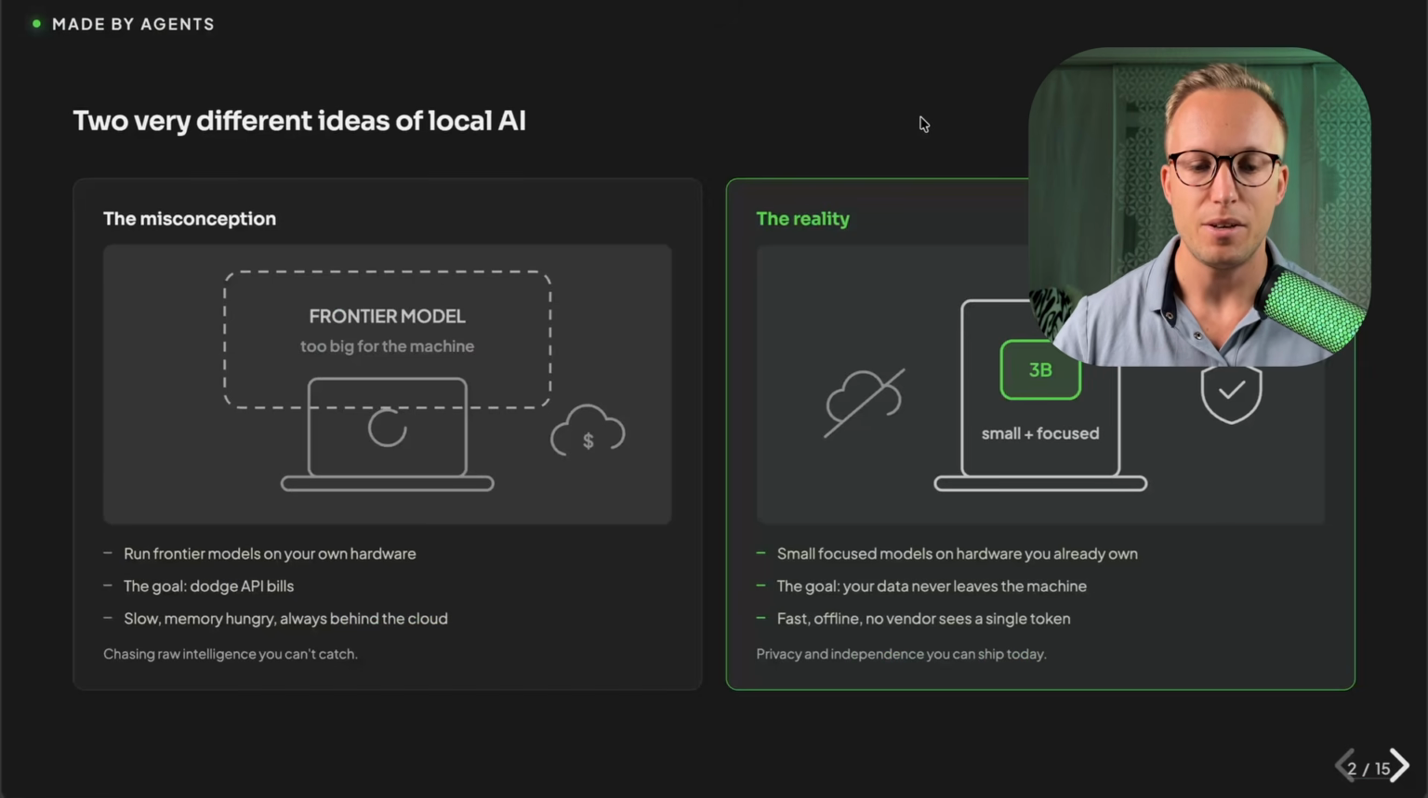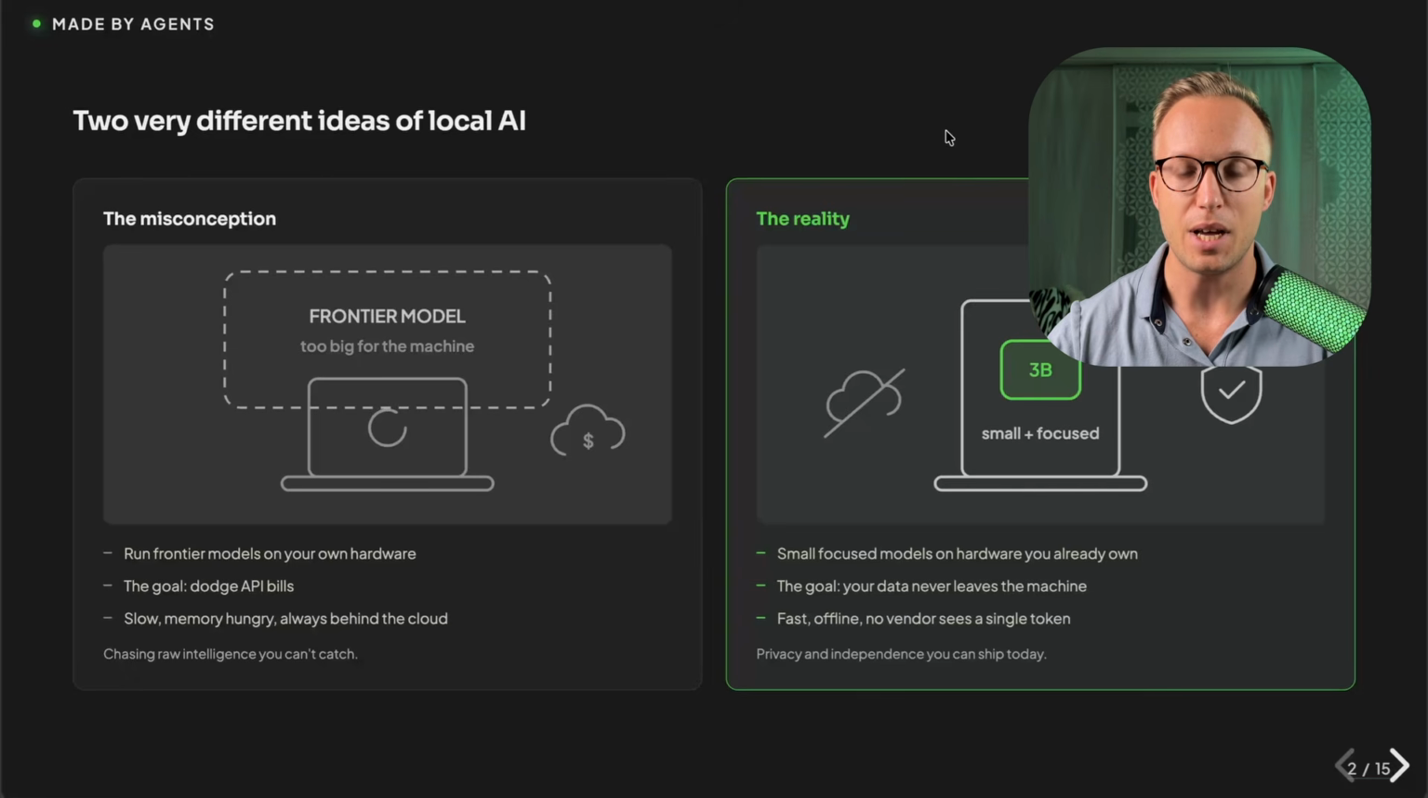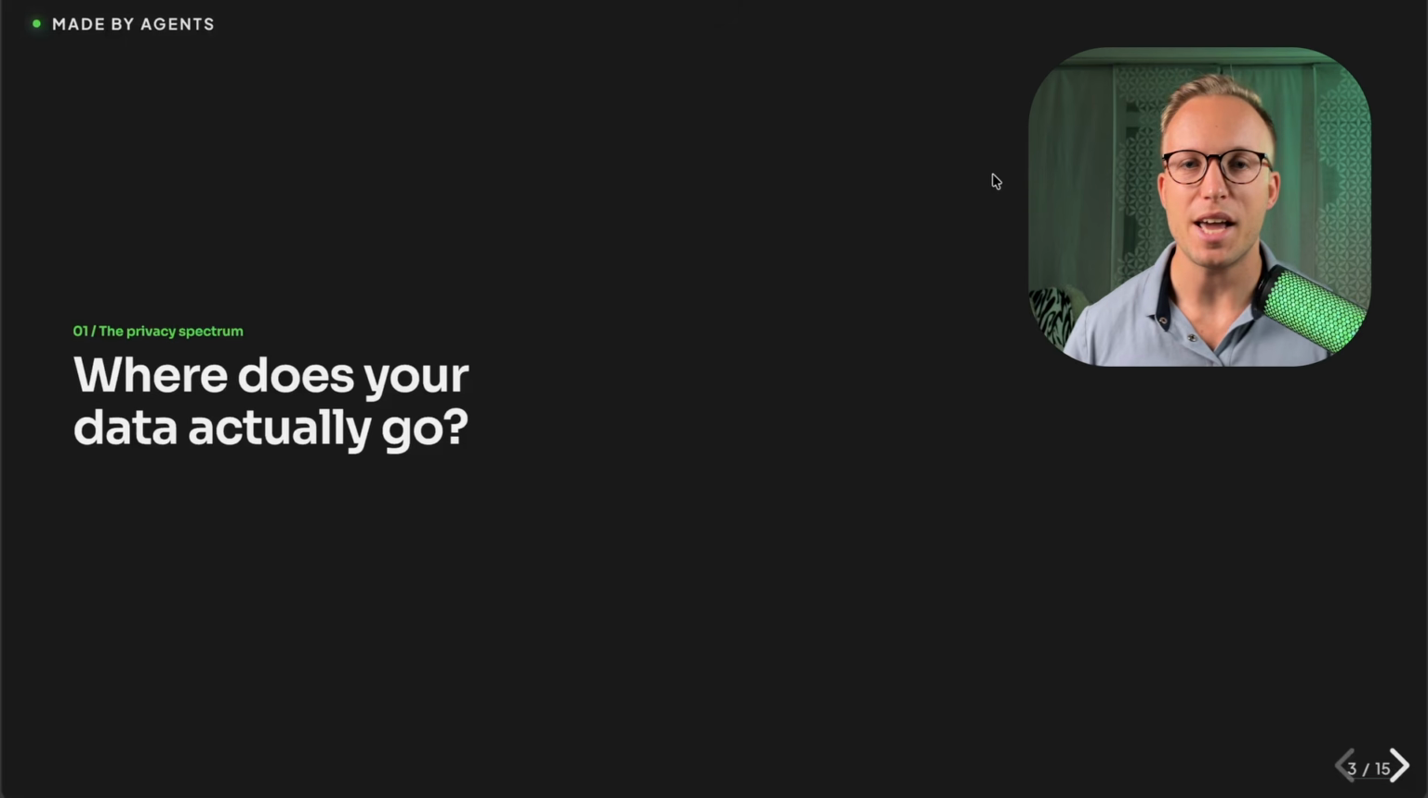Another idea, which I find is the idea to go with, is running very small and focused models. For example, a 3 billion parameter model, which runs on almost every consumer hardware, with similar goals in mind to reach full privacy and data independence. No external provider ever sees a single one of your tokens. Let's look at where your data actually goes.